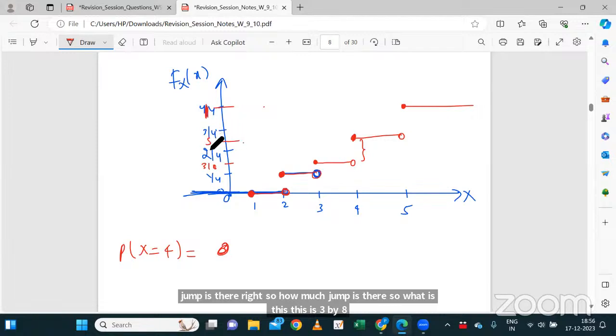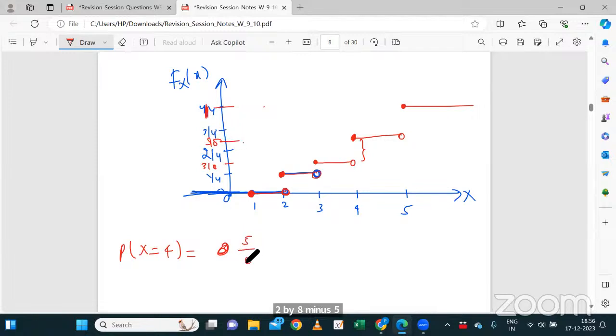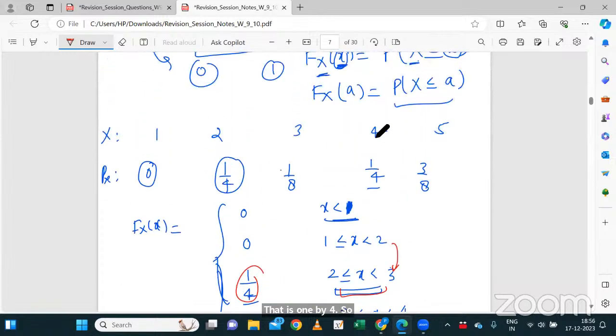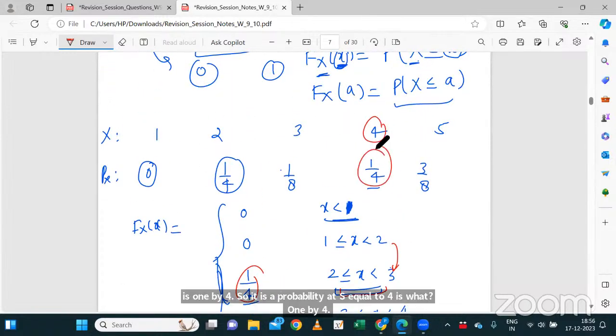This is basically 5 by 8. So 5 by 8 minus 3 by 8 will be 2 by 8, that is 1 by 4. So if you see, the probability at x equal to 4 is what? 1 by 4, right?